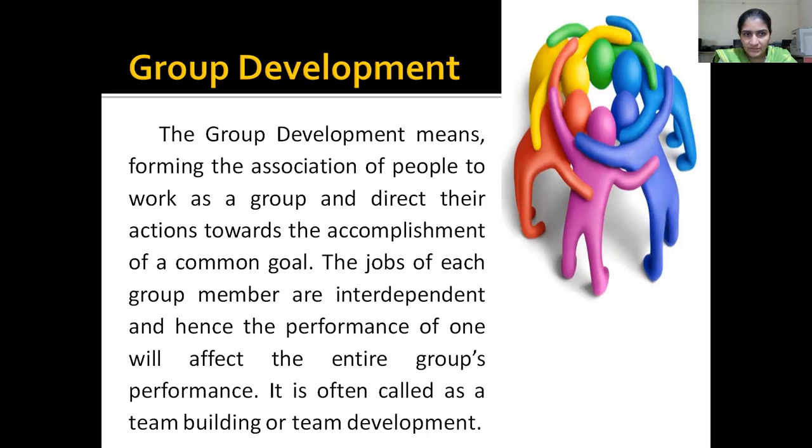So the job of each group member is interdependent. The members of the group, everybody in that group, is interdependent. One is dependent on the other. So while taking any decision, one has to consult the others before framing any decision in the group. Hence the performance of one will affect the entire group's performance. If any member in the group is not performing well, it will affect the performance of the entire group. So these people who come together and form an association for achieving a common goal, it is often called team building, or team development, or in simple words, group development.